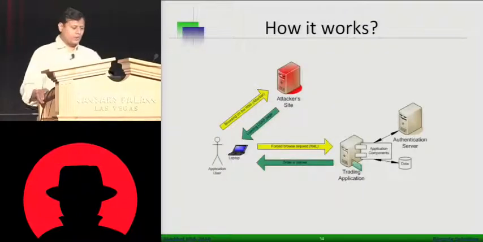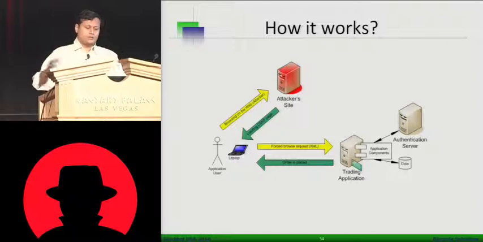So what is going to happen is, for example in this particular condition, the application user will go to this particular trading portal and do authentication. Once it's authenticated, the user is still browsing around. They will go to the attacker's site, and the attacker will send a CSRF payload which is in HTML.